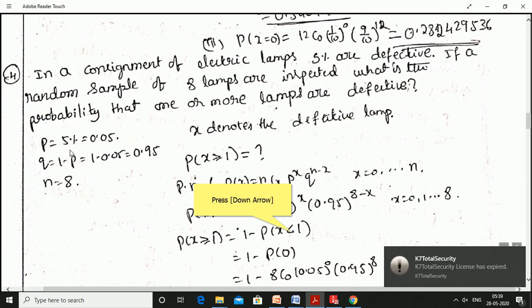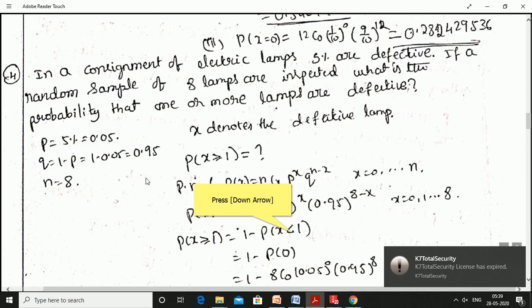If a random sample of 8 lamps, N value is equal to 8. X denotes the defective lamp test. Probability mass function is P of x equal to NCx P power x Q power n minus x, x equal to 0 to n. Substitute N, P, Q values: 8Cx, 0.05 power x, 0.95 power 8 minus x, x equal to 0, 1, 2, 3 up to 8. Probability of 1 or more lamps are defective. 1 or more means x greater than or equal to 1, 1 to 8 we need to find.